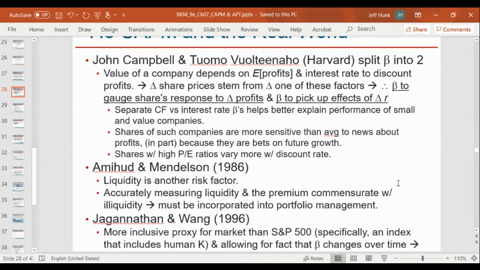And Amihud and Mendelson in 1986 also argued that liquidity is another risk factor, something that is not well priced in or incorporated into the model. Accurately measuring liquidity and the liquidity premium commensurate with illiquidity must be incorporated into portfolio management as well.